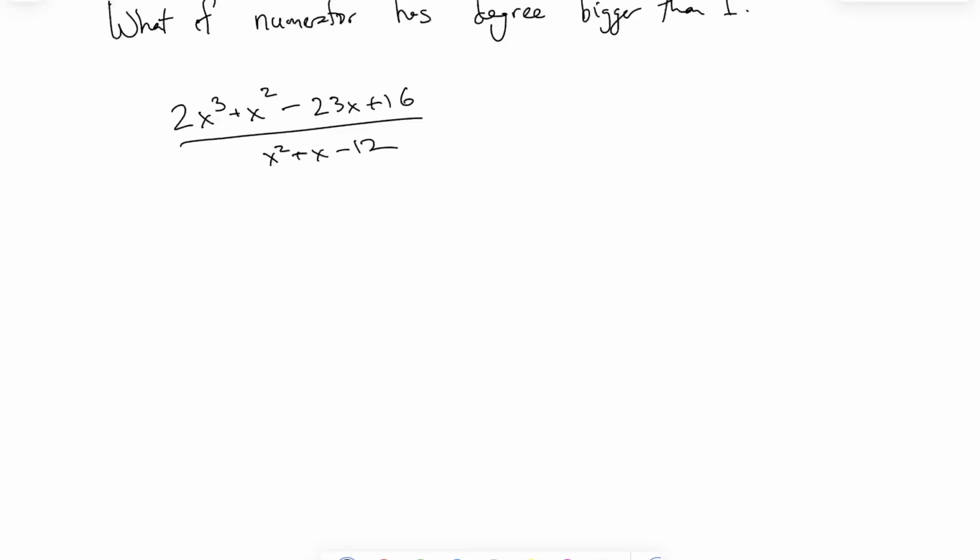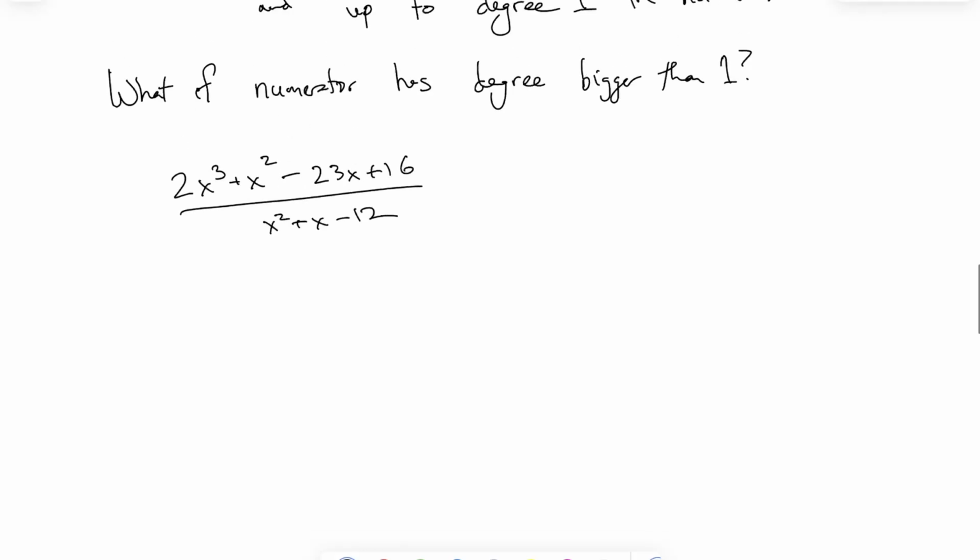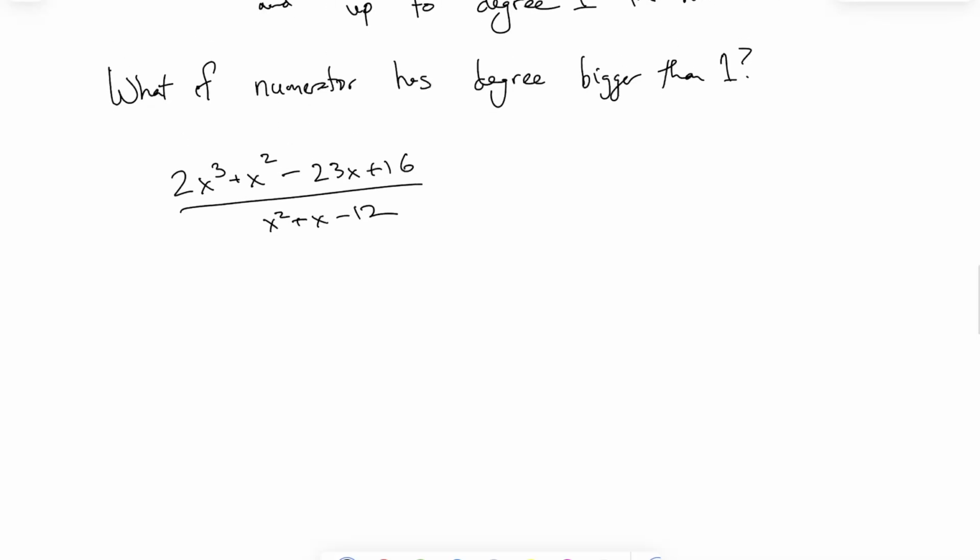All right. This is one where the numerator has degree bigger than 1. Here the numerator is degree 3. There is a special trick for reducing or somehow simplifying this fraction so that the numerator always has degree less than the denominator. This is something you may have seen before. We're going to do long division here.